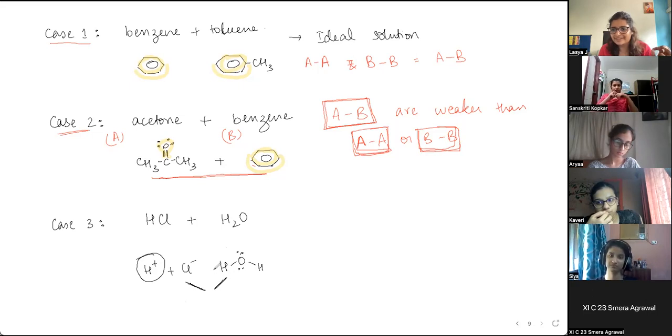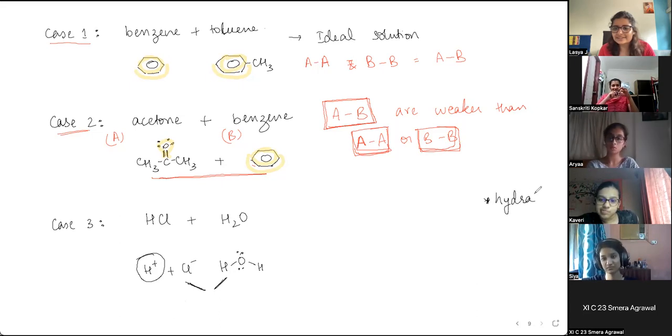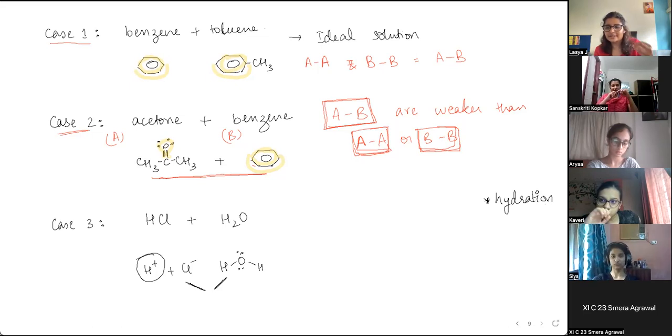No? Yes? Not familiar? I don't remember. Hydration, guys. What is the reason lithium ka this thing, like even though it's small, why is it extremely reducing?